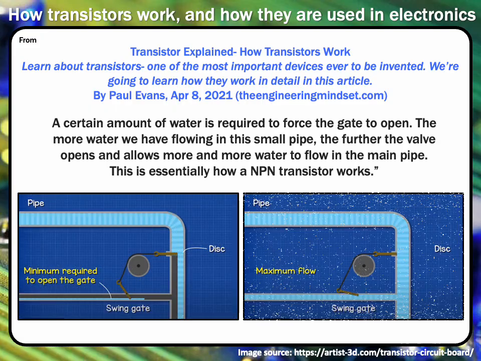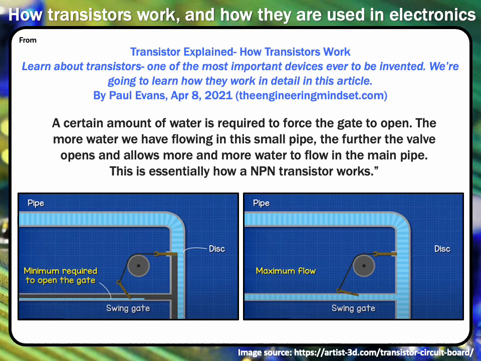Once you've reached this minimum value, it will push the gate open a little bit. Again, the gate has some resistance to it, so it doesn't just fly open. The more water you have pushing against it, the more pressure, more voltage in the case of electricity, the farther it pushes the gate open, and the more it pulls the disc out and allows water to flow through the main pipe. So this is the analogy given to an electronic transistor.